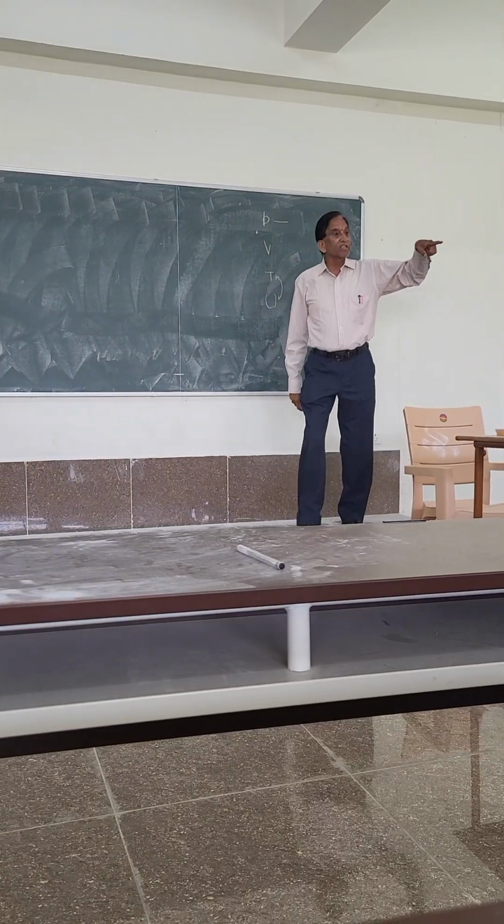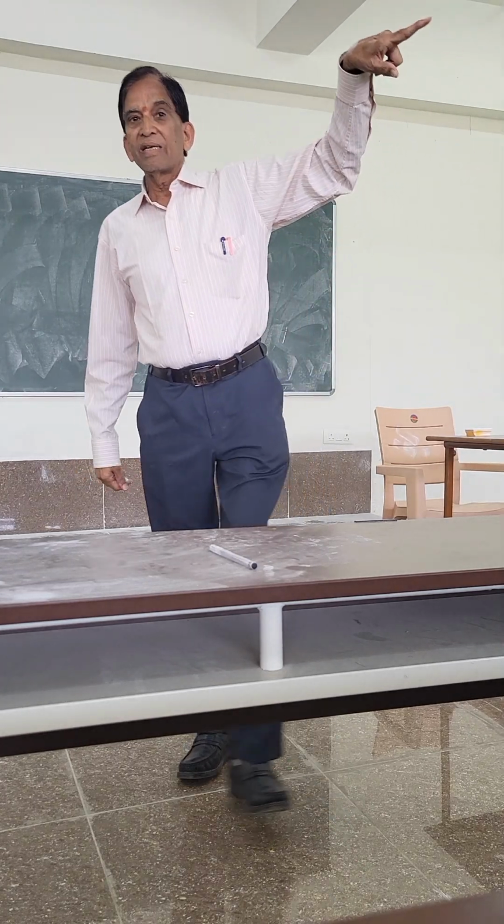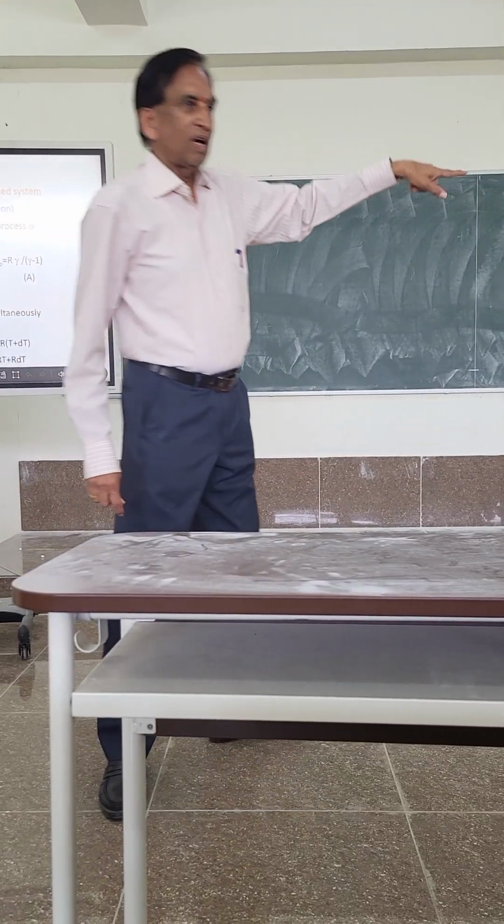What do they call the constant P process? Isobaric. What do you call the constant V process? Isochoric. What do you call the constant T process? Isothermal. Now all these processes are there.